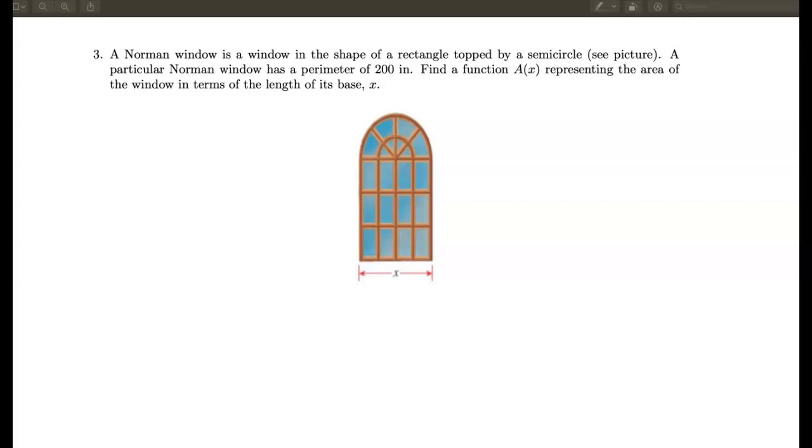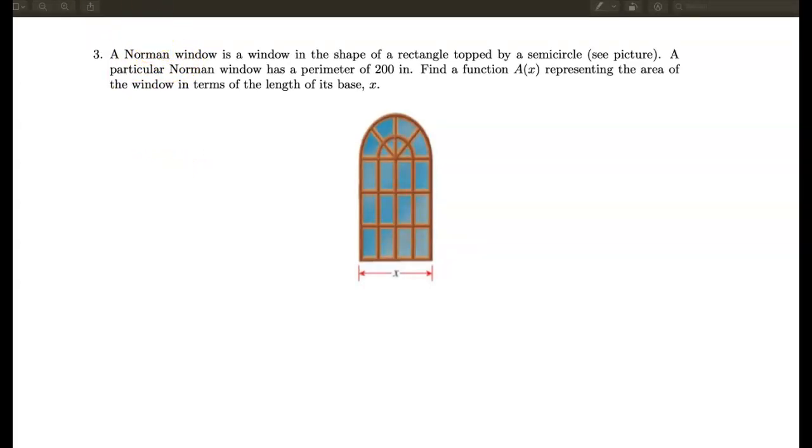Hi everybody, let's look at 1.6 number 3. We have a Norman window, which is a window in the shape of a rectangle topped by a semicircle. A particular Norman window has a perimeter of 200 inches, and we want to find a function A of x representing the area of the window in terms of the length of its base x.